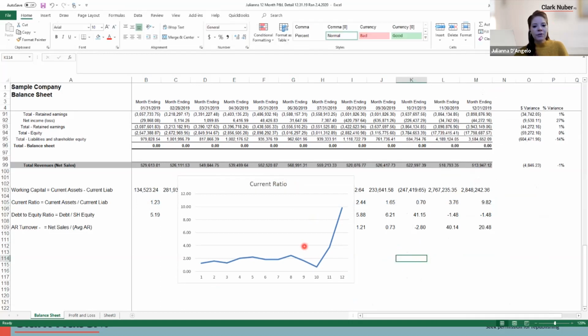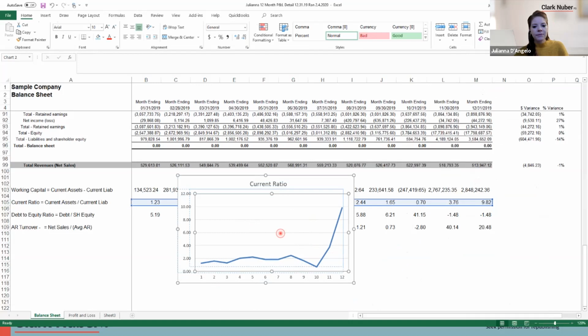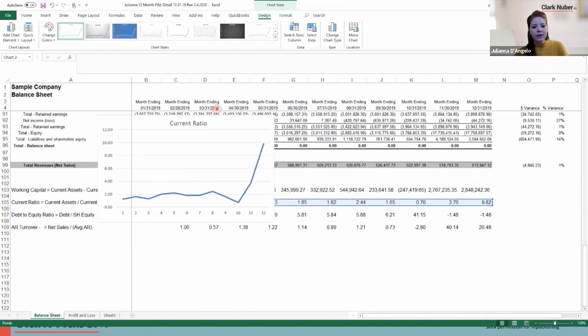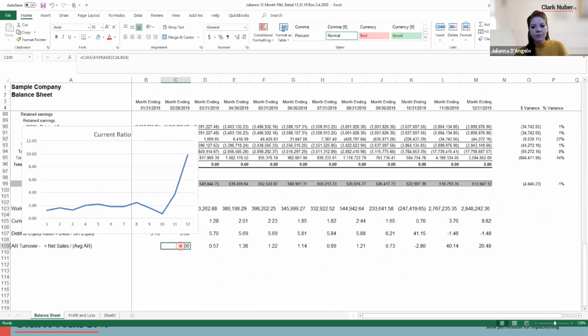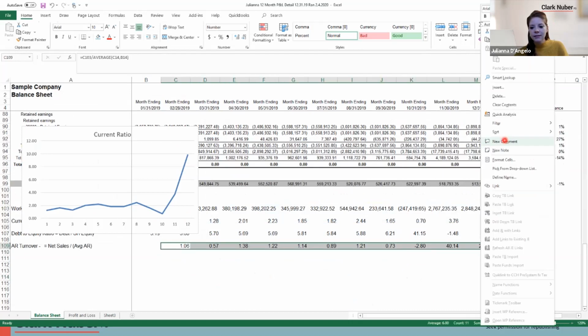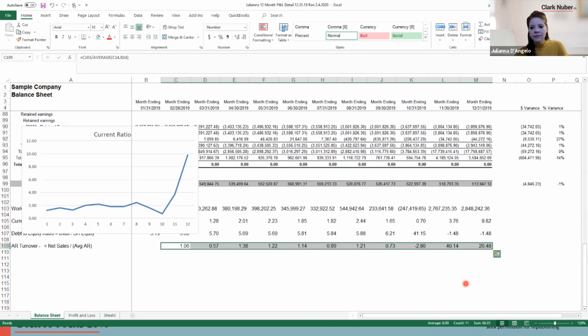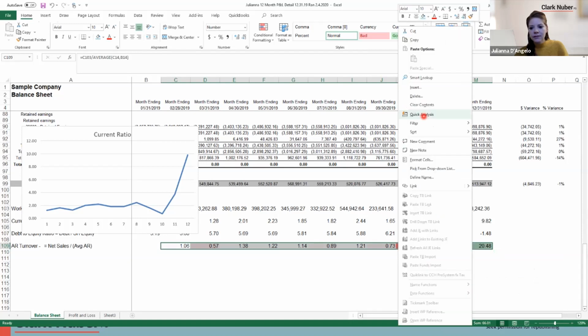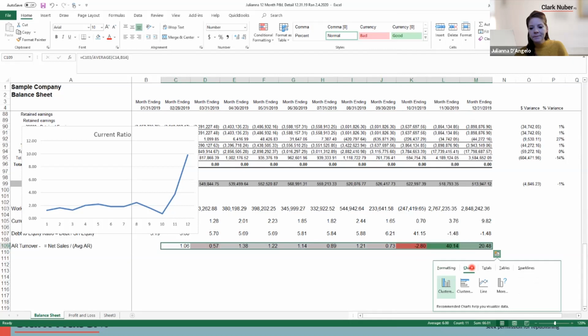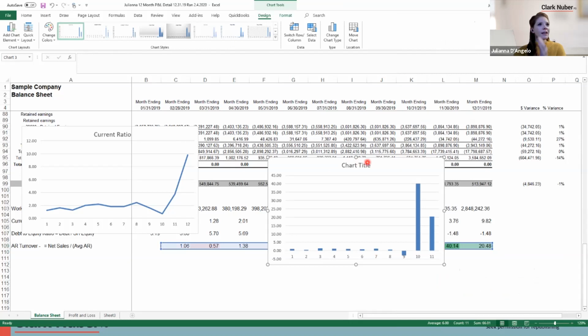And we can do that for all of these. So we can take our AR turnover and we can insert a quick analysis. Do charts. And there we get our AR turnover chart, and as you know, Excel has a lot of different ways to plot these out. You can do the bars, you can do the plot points, you can do multiple in one chart so you can track how that's looking. So that's just a quick example.